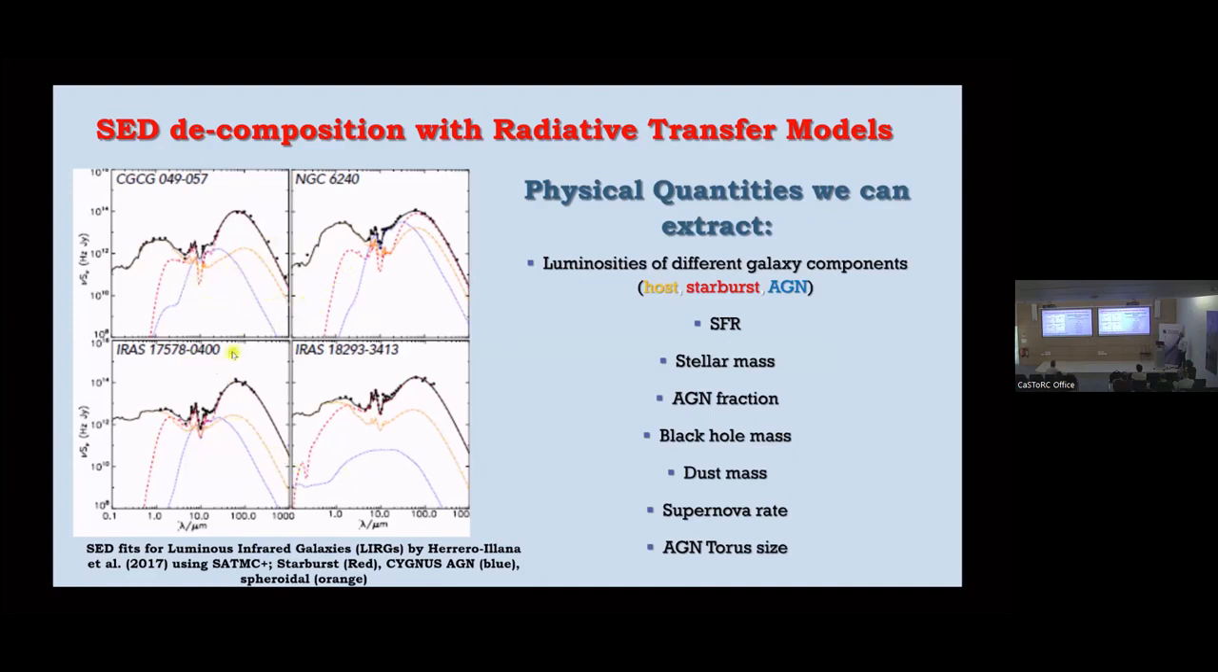Using our SED fitting code, we can estimate things like the luminosities of the different components, the rate at which they are forming stars, their stellar mass, their AGN fraction, the ratio of the luminosity from an AGN, the black hole mass, and the dust mass. We can estimate the supernova rate, the rate at which supernovae are exploding in the galaxy, and this we can compare with observations. We can estimate the size of the torus, and there are now ways to compare them with observations with data from James Webb, which has exquisite spatial resolution, or an interferometer called ALMA, which you may have heard of, which observes in the sub-millimetre part of the spectrum.